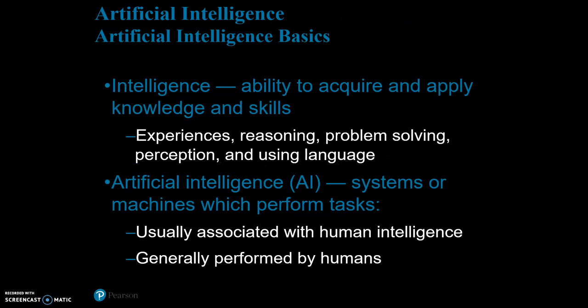So let's talk a little bit about AI, artificial intelligence. Intelligence is the ability to acquire and apply knowledge and skills. Sociologists point to characteristics that make human beings intelligent, things like learning from experiences, reasoning, problem solving, perception, and using language.